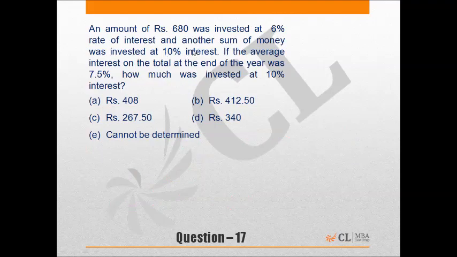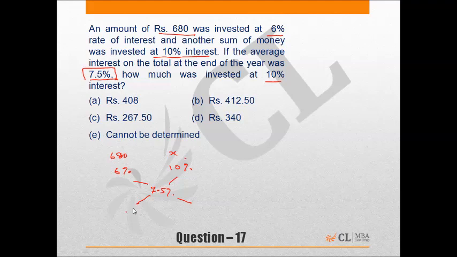Question 17. An amount of rupees 680 was invested at 6% rate of interest. Another sum of money was invested at 10% interest. If the average interest on the total is 7.5%, how much was invested at 10%? So 680 rupees are invested at 6% and another sum of money is invested at 10%, such that your overall rate of interest is 7.5%. So this is a simple question of allocation. You are mixing 6% rate of interest with 10% rate of interest, such that the average is 7.5%.